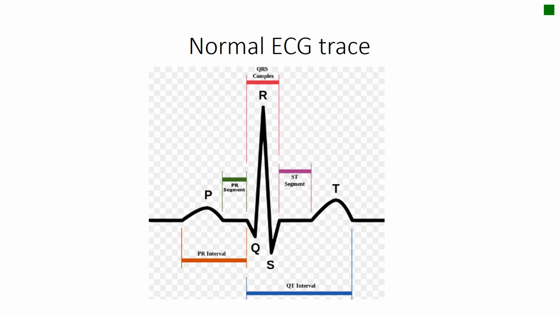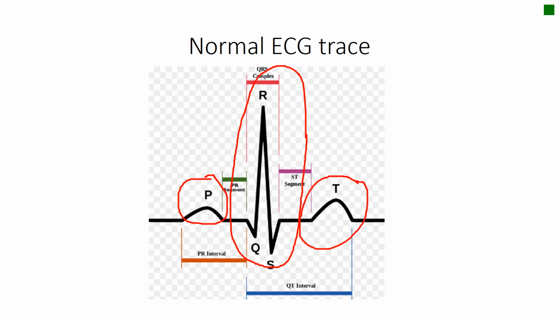So here we have a normal ECG trace. Here we have the P wave, which relates to atrial depolarization, the large QRS complex, which relates to ventricular depolarization, and then the T wave that relates to ventricular repolarization, which is generally positive. Notice that there is no wave for atrial repolarization. That gets swallowed up by the QRS complex.